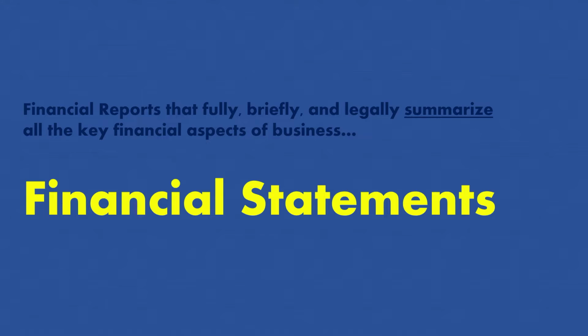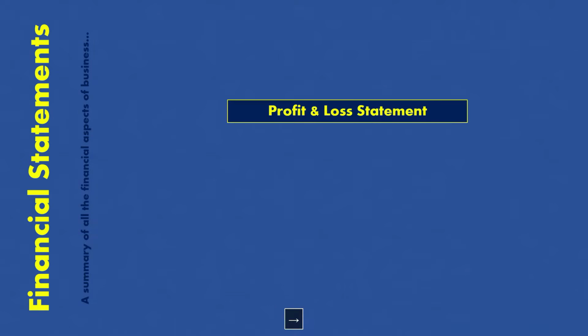By summarize, I mean that this is going to give you an overall picture of the company. By fully, we mean that this is going to cover all the financial aspects. And by legally, we mean to say that these reports are drafted as per the requirements of law. So more about that in a minute, but first let us take a look at which reports are a part of financial statements. So first of all, there is going to be a profit and loss statement. What is that and what does that cover? We are going to discuss that in a few minutes.